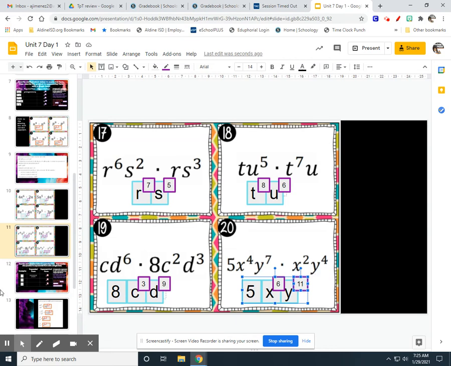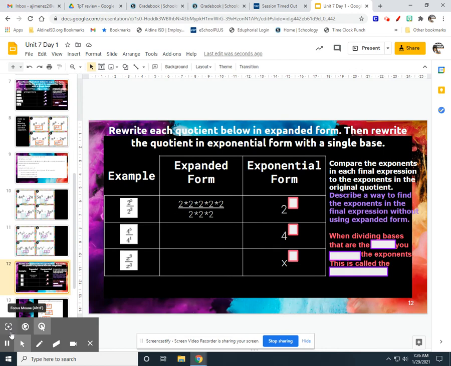All right, so that's enough with the product rule. We're going to go on to the quotient rule. We're going to do exactly what we did on slide 7. We're going to expand it and figure out what is the pattern that's going on. Okay, so rewrite each quotient below in the expanded form. Then rewrite the quotient in exponential form with the single bases.